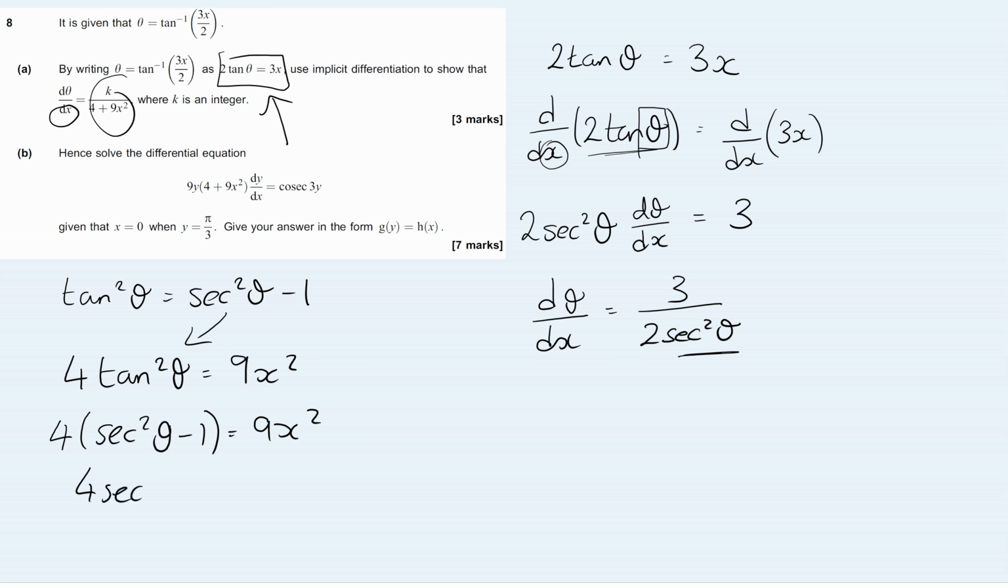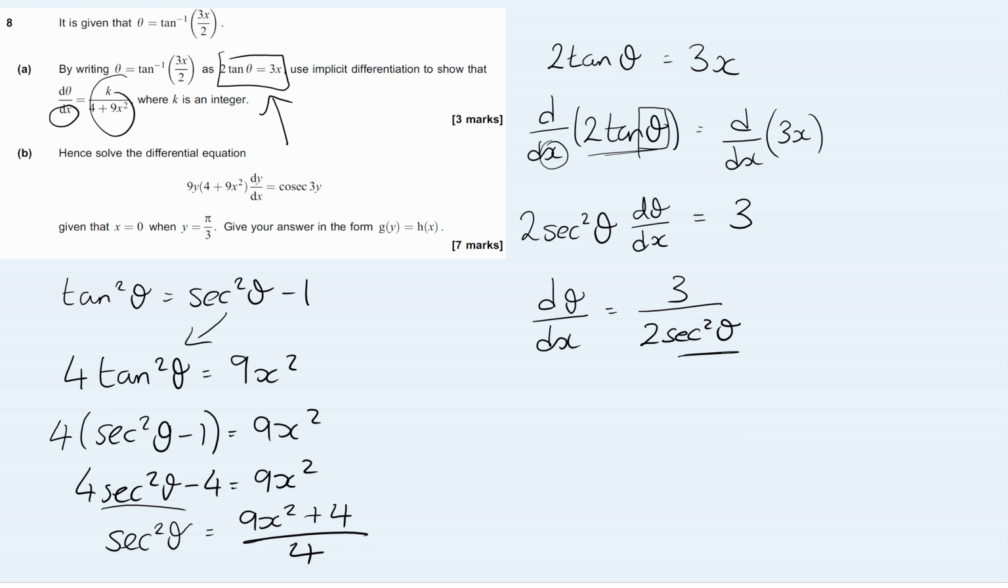Expand that bracket, and now let's just rearrange this to find out what sec squared is on its own, because if I can make sec squared the subject, I can substitute it in. So add the 4 and then divide by the other 4. So sec squared theta is 9x squared plus 4 all over 4.